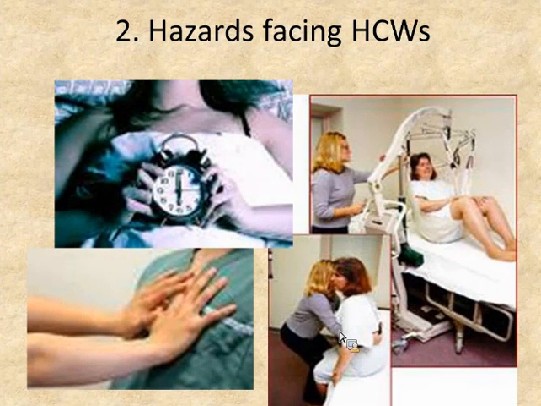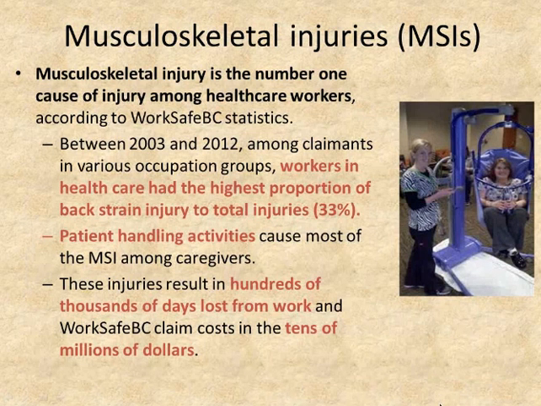So that was sort of the basic introduction on why we are concerned about protecting healthcare workers. To move to what the hazards are, starting with right here in British Columbia, the hazards range from musculoskeletal injuries to stress, time constraints, violence, and the other things that we had mentioned. In fact, back strain accounts for 33% of total injuries from healthcare workers, with patient handling the most important source of this, causing hundreds of thousands of days lost from work and tens of millions of dollars.